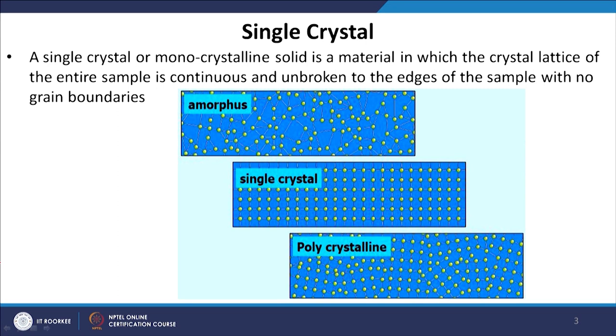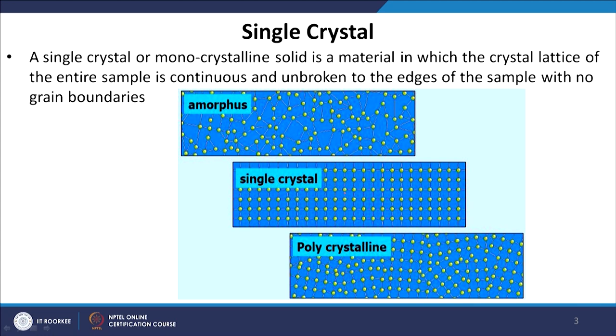So what is a single crystal? A single crystal or monocrystalline solid is a material in which the crystal lattice of the entire sample is continuous and unbroken to the edge of the sample, with no grain boundaries. Let us say this is an amorphous material. Let us say I have a chalk in my hand, the chalk which you use for writing on the board. Chalk is an example of an amorphous material. There is no symmetry in the crystal structure.